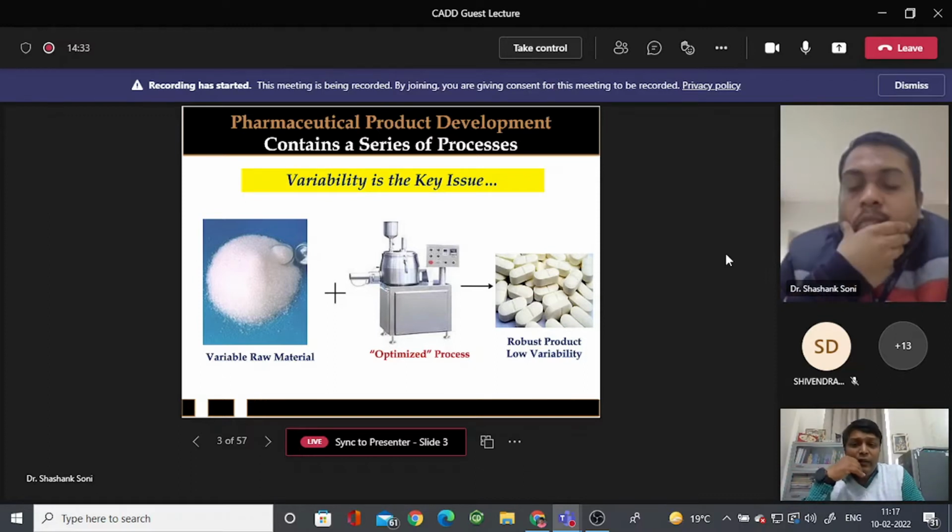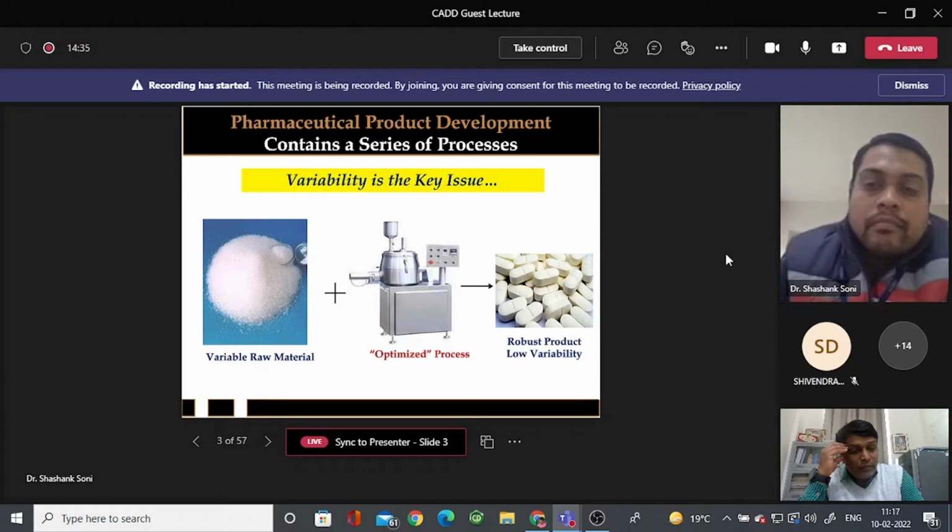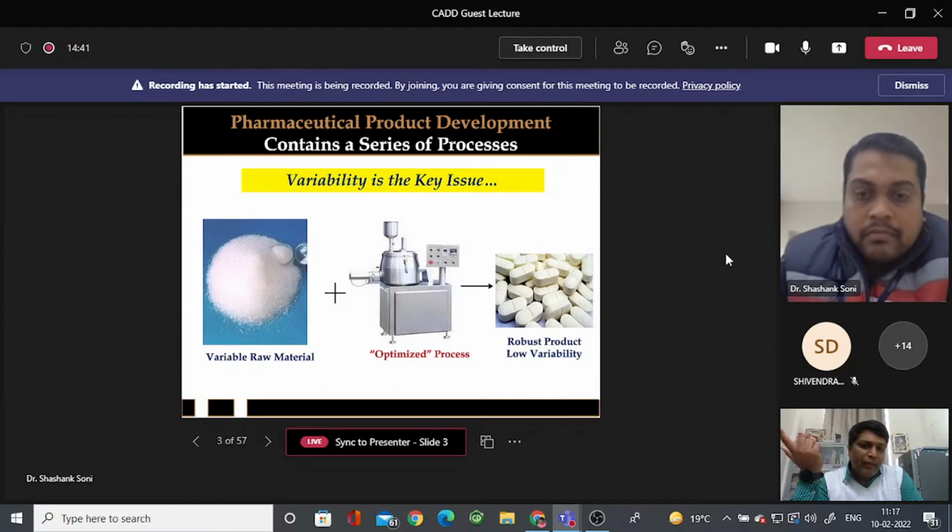Diluents also have properties like the particle size of the diluent and the source of the diluent. For example, calcium carbonate can be obtained from many places. Oyster shell calcium carbonate can be there, it can be from limestone, it can be from another source. The size and the source are going to affect the final output of the tablet.